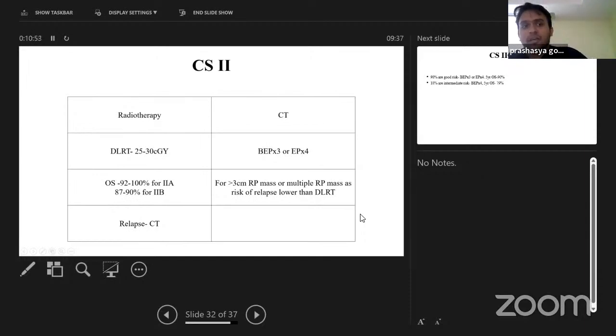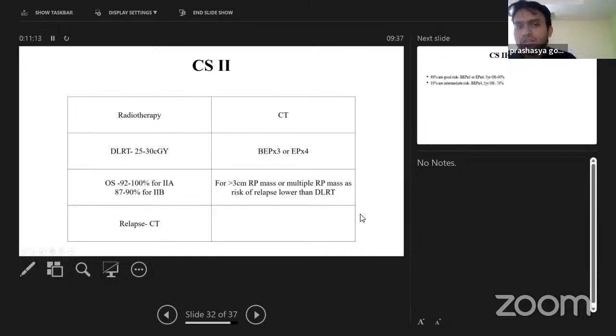For clinical stage 2A and 2B patients, there are 2 therapies: either radiotherapy, including a dog-leg radiotherapy, which has a good survival rate of 92 to 100% for 2A disease and 87 to 90% for 2B disease, and if relapse, it is treated by chemotherapy. Another option is chemotherapy, where 3 cycles of BEP or 4 cycles of EP can be given.